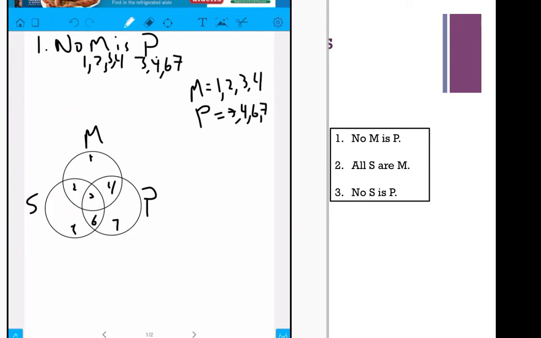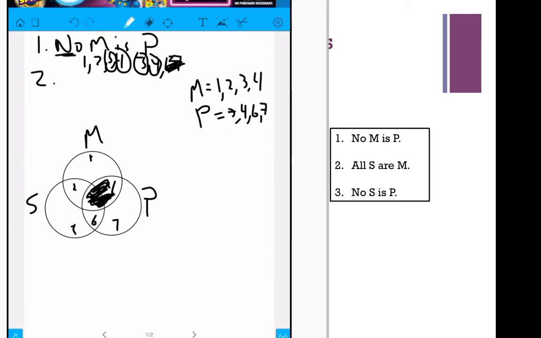And as you recall, what we do is we identify the regions of overlap. So in this one, it's region 3 and region 4. And then we scribble this out. And then since it says no, what we do is we shade in 3 and 4. So we'll shade in 3 and 4 down here. And then we come to our second premise.